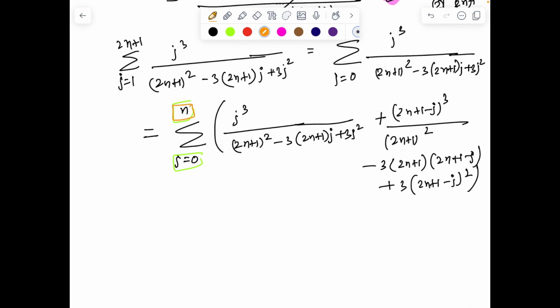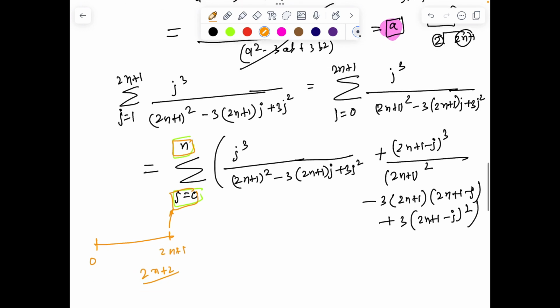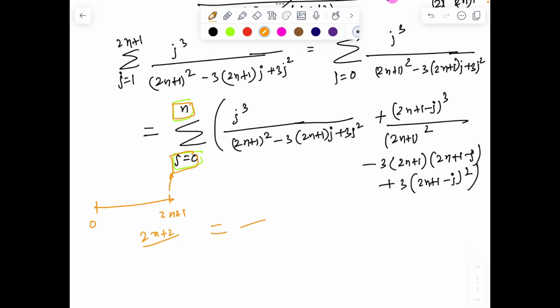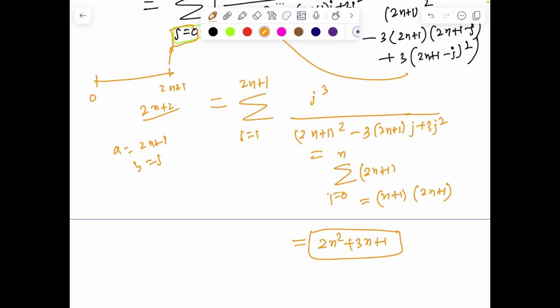Now why does the limit of summation change? Because j is from 0 to n. So the moment j is from 0 to n, half of the summation will go, because we are going from 0 to 2n plus 1. So in total we have 2n plus 2 terms, and half of them remain. So now this summation just takes the form of sigma of a, so it becomes sigma of (2n plus 1), where j is running from 0 to n, as 2n squared plus 3n plus 1.